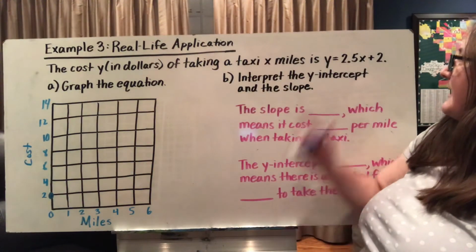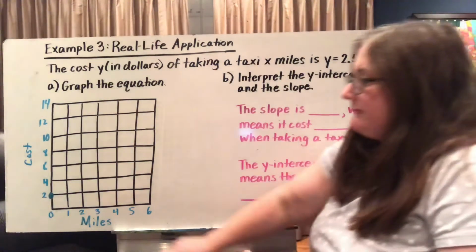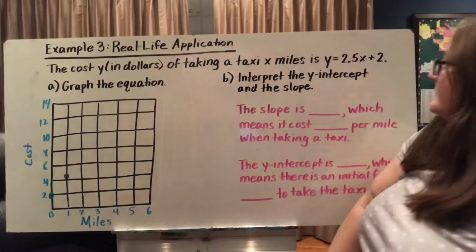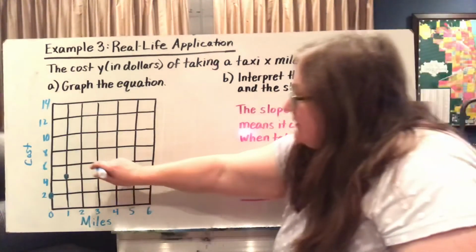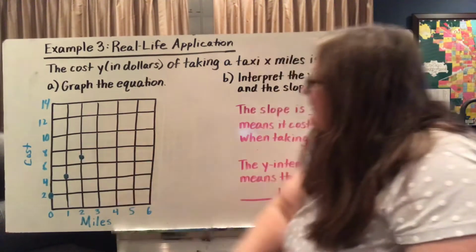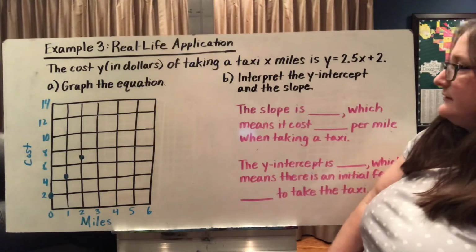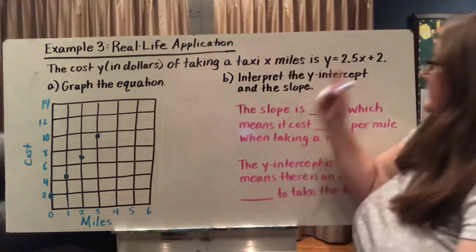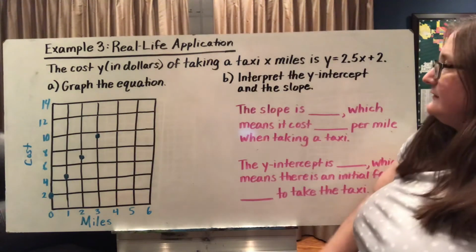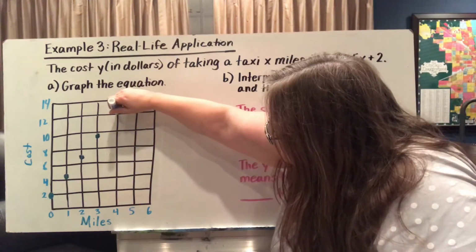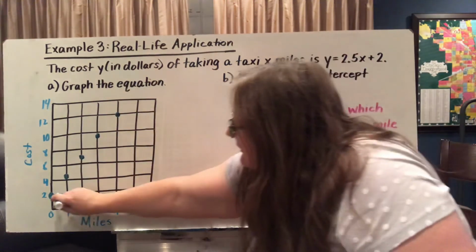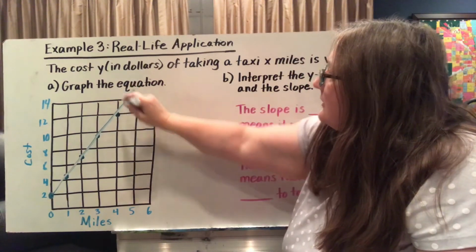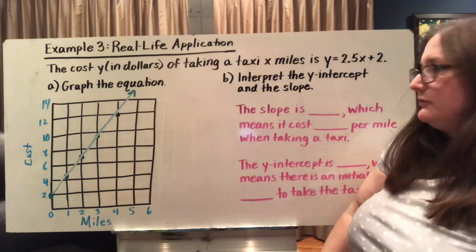Once we travel 1 mile, if I plug in 1 here, I'm paying $4.50. So right about here. After 2 miles, I'm paying $7. After 3 miles, I'm paying $9.50. And I'm just plugging these in here. After 4 miles, I'm paying $12. And I can connect these dots. And there's my line of what I'm paying. And it would keep going if my graph was longer.